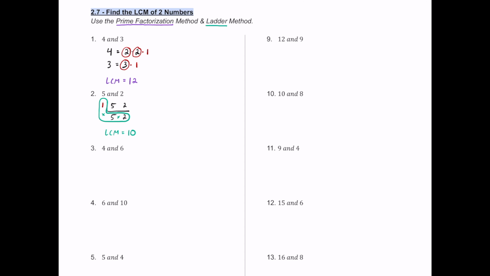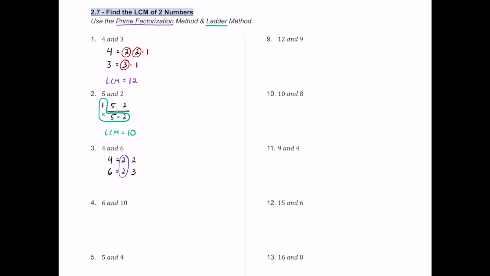For number 3, let's go ahead and use the prime factorization method. So for 4, the prime factorization is going to be 2 times 2, and for 6, the prime factorization is going to be 2 times 3. So let's see how this one's a little bit different than number 1, but you have to look and see what do they have in common, if they have anything in common here. So notice how they do have these 2's in common. Okay, so that's going to be part of the LCM, but it's also the GCF because they have nothing else in common.